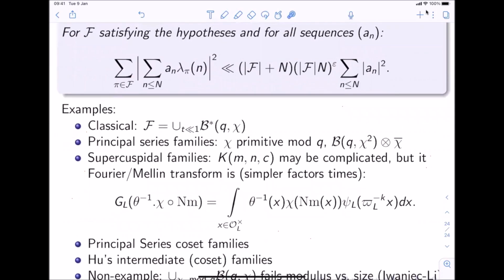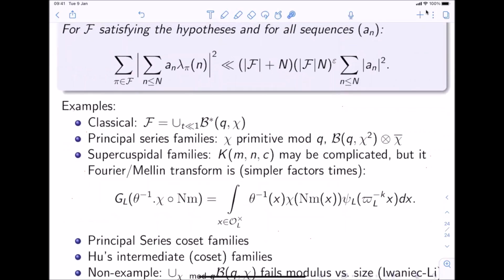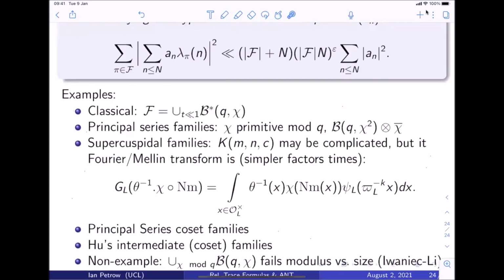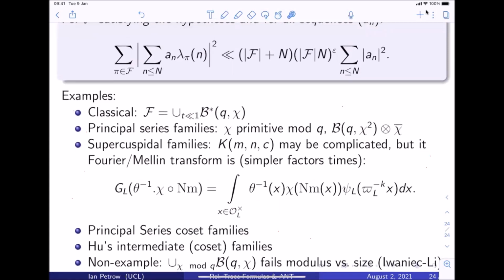So you might say, okay, this is great, but this is sort of contrived. Like, how could you possibly come up with examples that fit all of these hypotheses that you've packed in here? So, okay, there's several examples. There's the classical example. And then I talked already a lot about these principal series and supercuspidal families. So we can check that all of these satisfy the hypotheses that I mentioned.